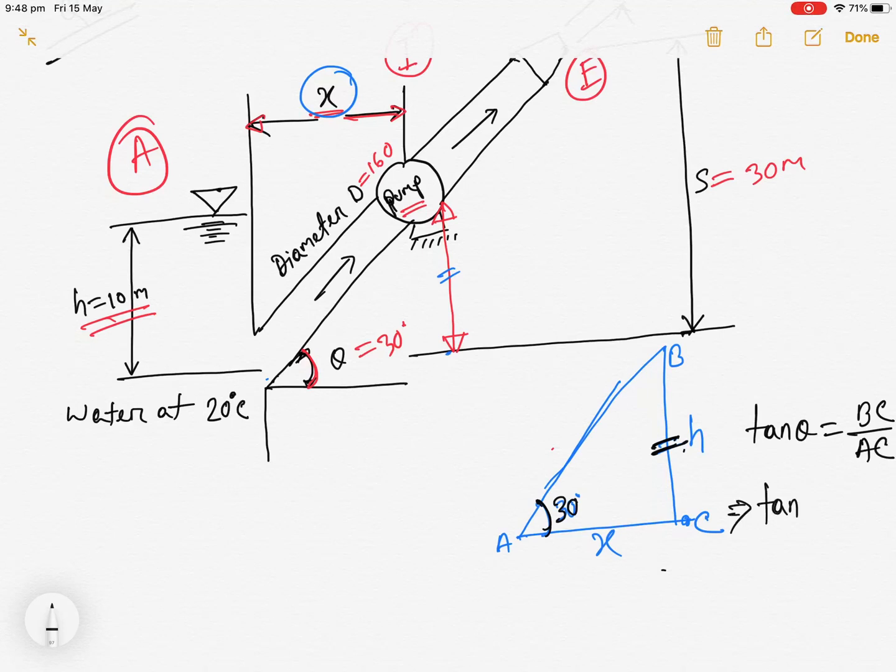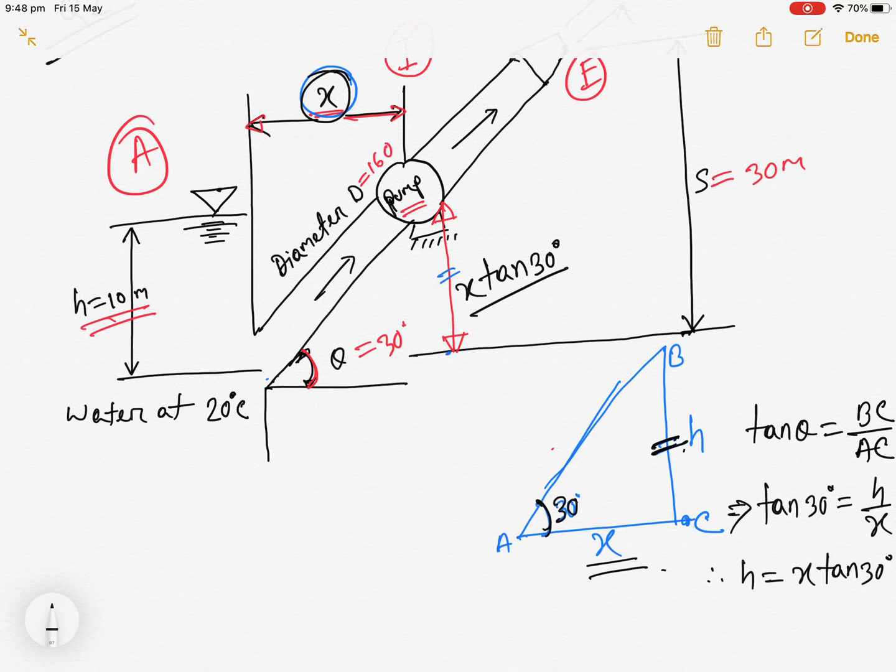So here actually tan theta equals 30 degrees. BC is the height we actually need, and AC is the x I showed you earlier. So this is x. So we can say this height is equal to x tan 30. Okay, so that means this is x tan 30. In this question it's mentioned that it creates a 30-degree angle. So this height is actually x tan 30.